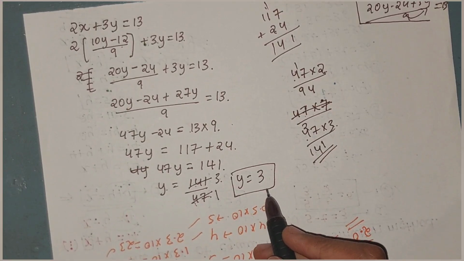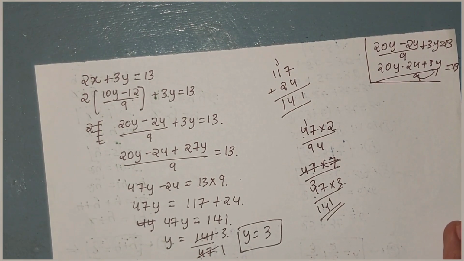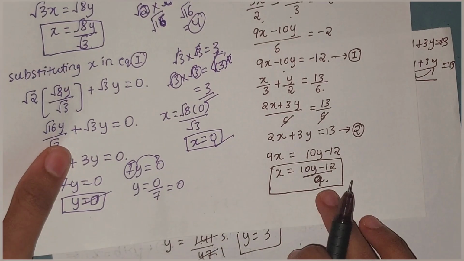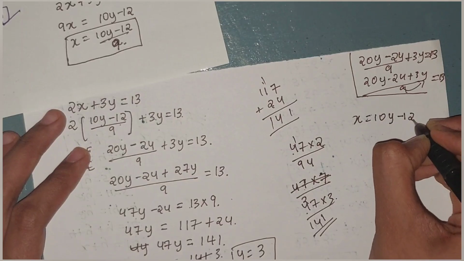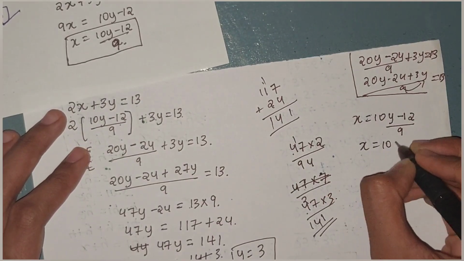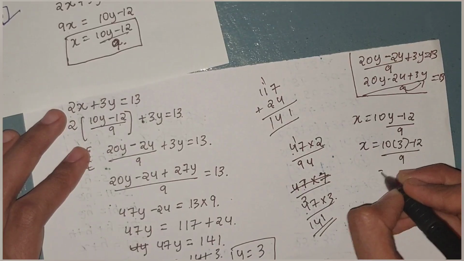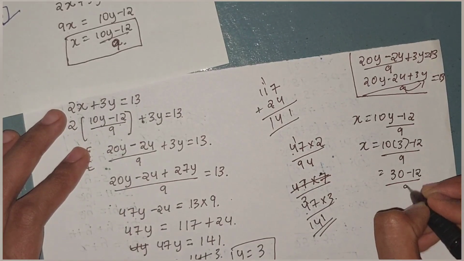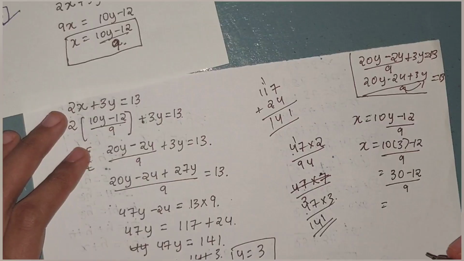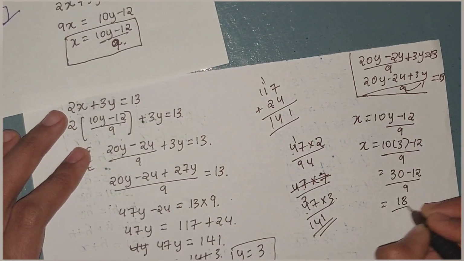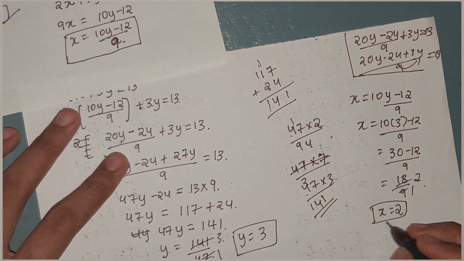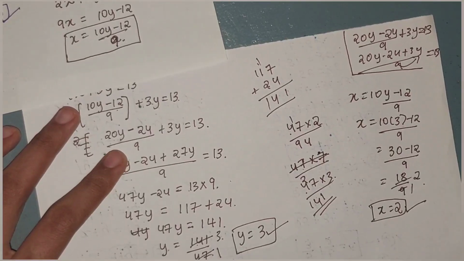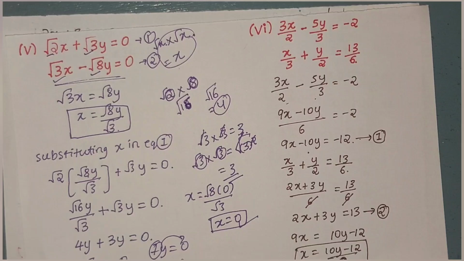So when I got y here, I'm going to substitute this into the equation we had made. So x is equal to 10y minus 12 by 9. x is equal to 10 into 3 minus 12 by 9. 10 3s are 30, minus 12 by 9, which gives you 18 by 9. So x is equal to 2. So your x is 2 and your y is 3. I hope you were able to understand this question. Okay, moving on to the next question.